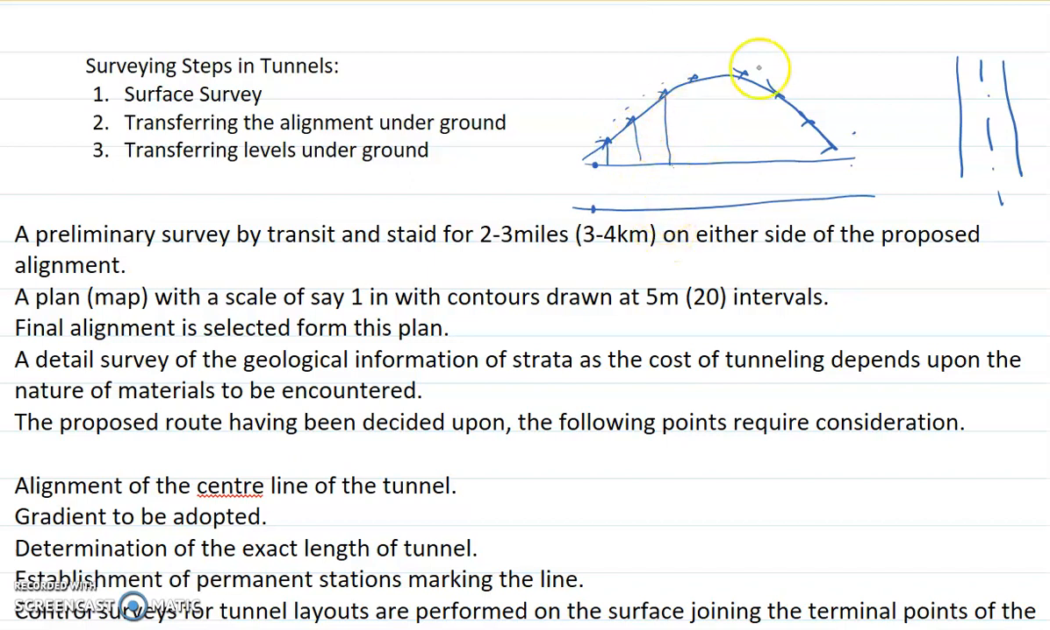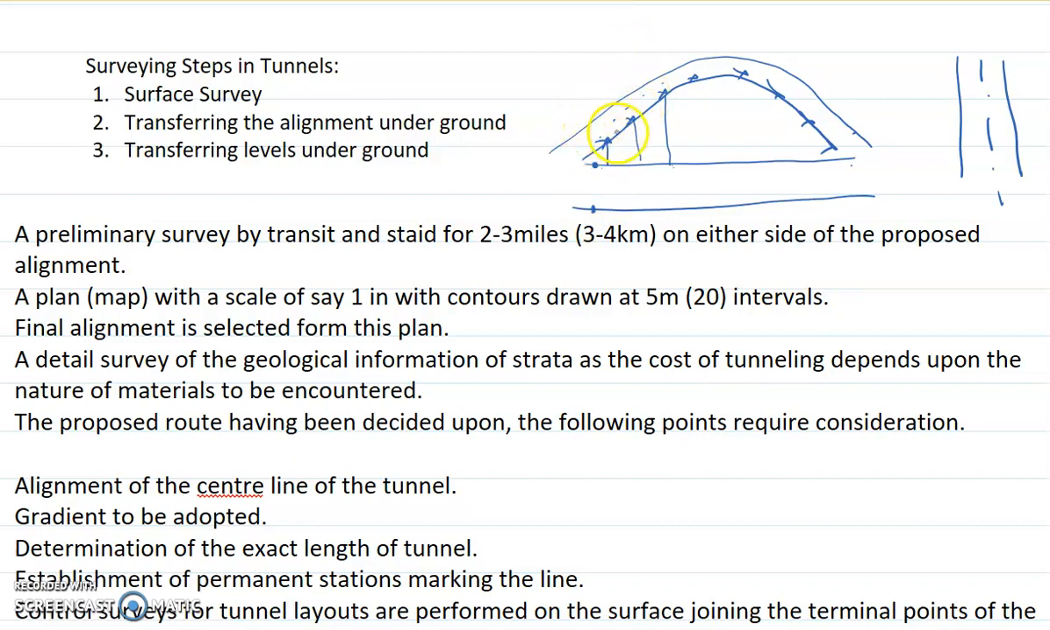After I have transferred this center line, first I will set out the road on the surface. Then I will transfer the points underground, meaning the levels. How do we transfer from here to inside and get it exactly at the required levels? That will be my third step.